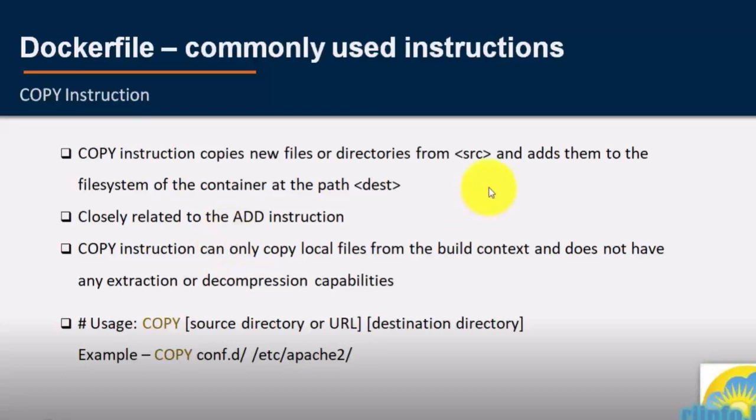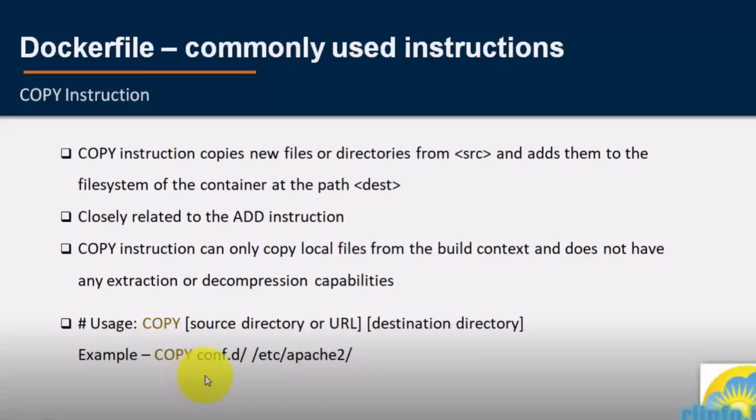The copy instruction copies new files or directories from source and adds them to the file system of the container at the path specified by the destination. The copy instruction is closely related to the add instruction. The key difference between these two is that the copy instruction is purely focused on copying local files from the build context and does not have any extraction or decompression capabilities.